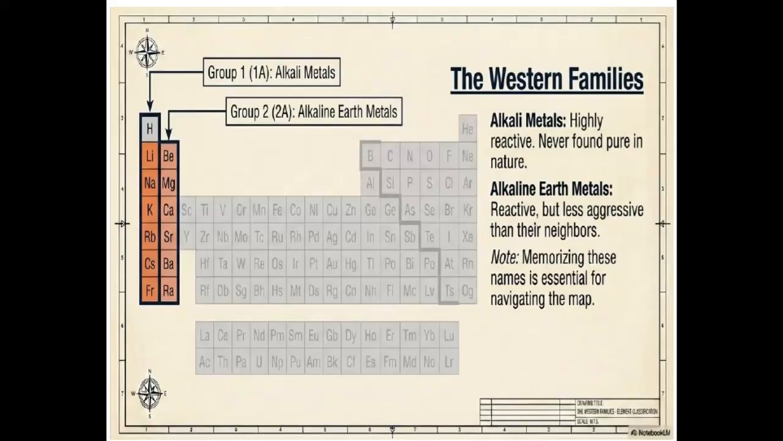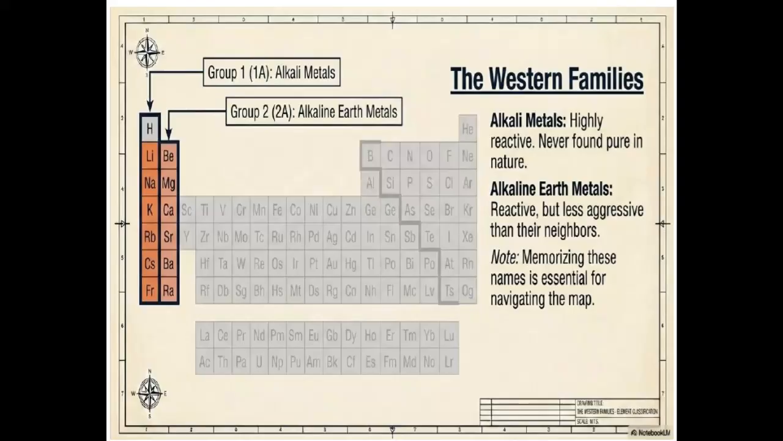You do not have to memorize them, even though it says here memorize this for essential for navigating the map. You don't have to memorize them because you can use that periodic table, just be able to recognize them. If I mention out of this list which one is an alkali metal, you should be able to recognize which one it is by just looking at the elements in that column. So make sure you remember this name. So group 1 is alkali, group 2 is alkaline earth.